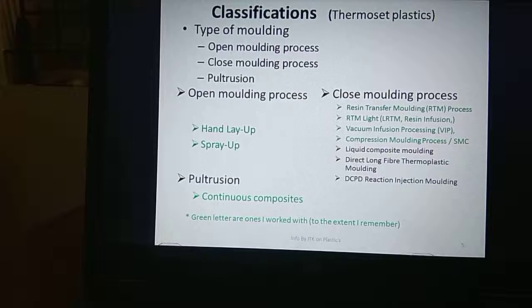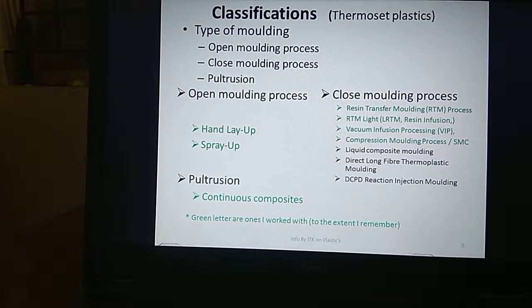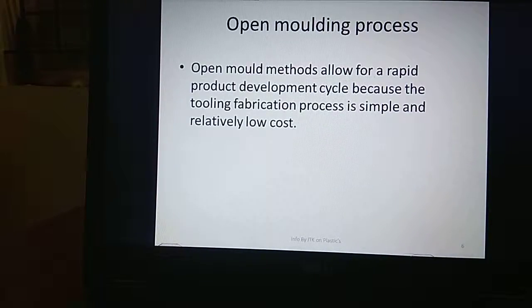I have worked extensively with the ones you see in green letters. So let us take one more look at what the open mold process is. The open mold method allows a rapid product development cycle because the tooling fabrication process is simple and relatively low cost.